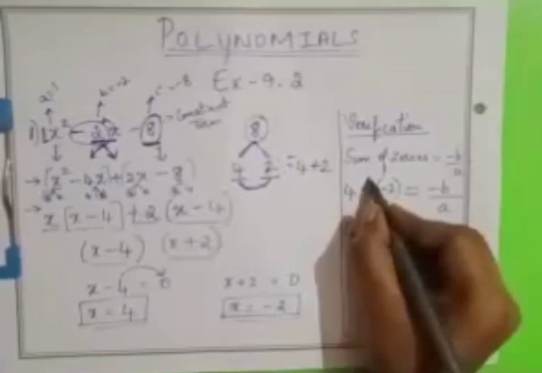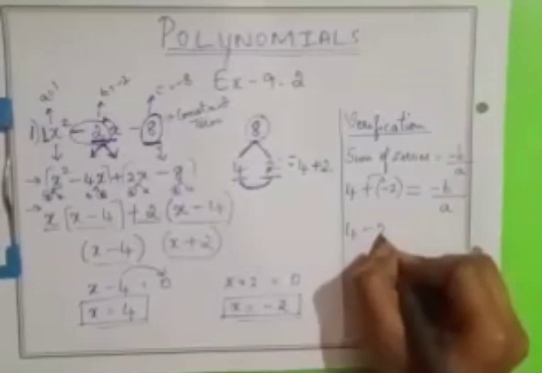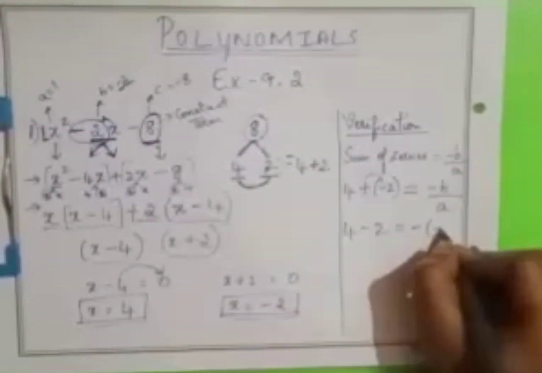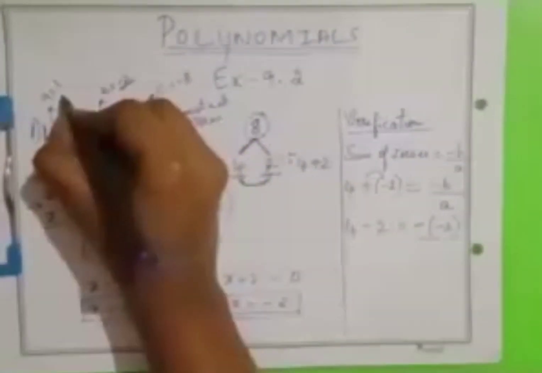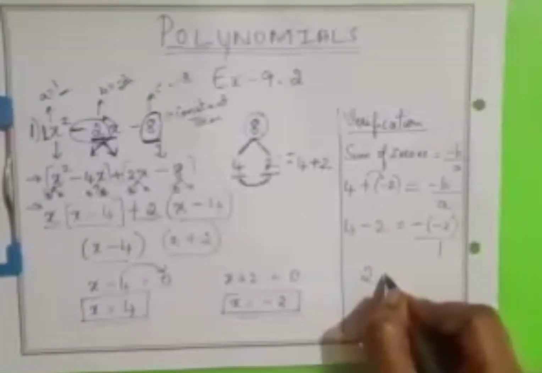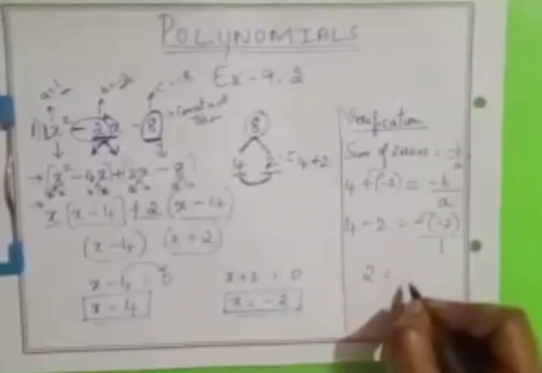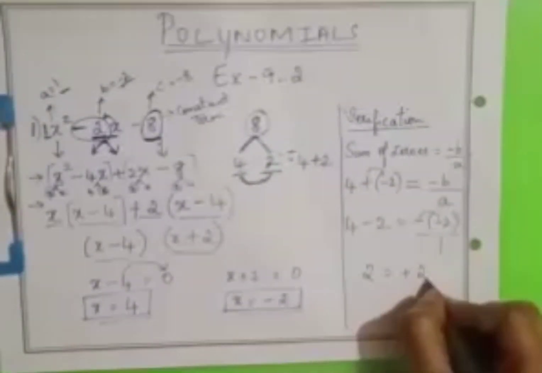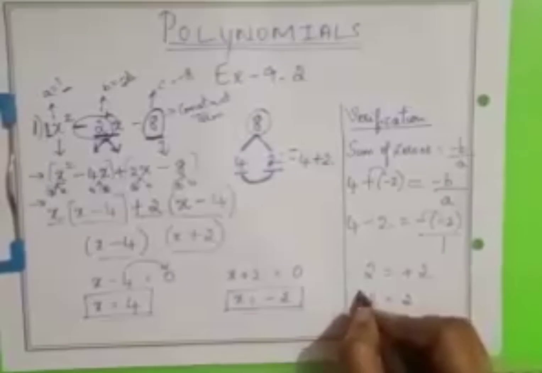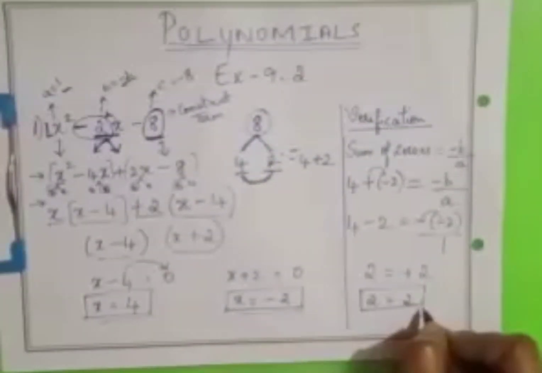Here, 4 plus minus 2 is equal to minus, and the B value is -2, by A. A value is 1. 4 minus 2 is 2, equal to minus into minus is plus 2. So we have got 2 equals 2, and this verifies that our answer is correct.